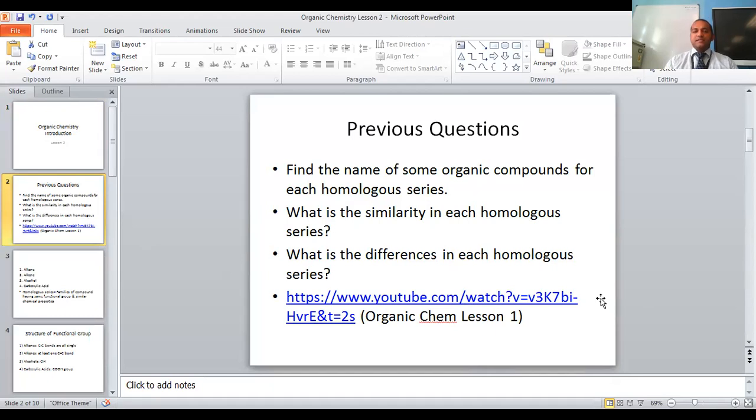From the first lesson, we have learned some important things, and I ended the lesson with 3 questions for you. First, find the name of some organic compound for each homologous series. What is the similarity in each homologous series? And the last one, what are the differences in each homologous series? So guys, these are the 3 questions that were given to you in the previous lesson. I hope you can find some answers, or you would have found some.